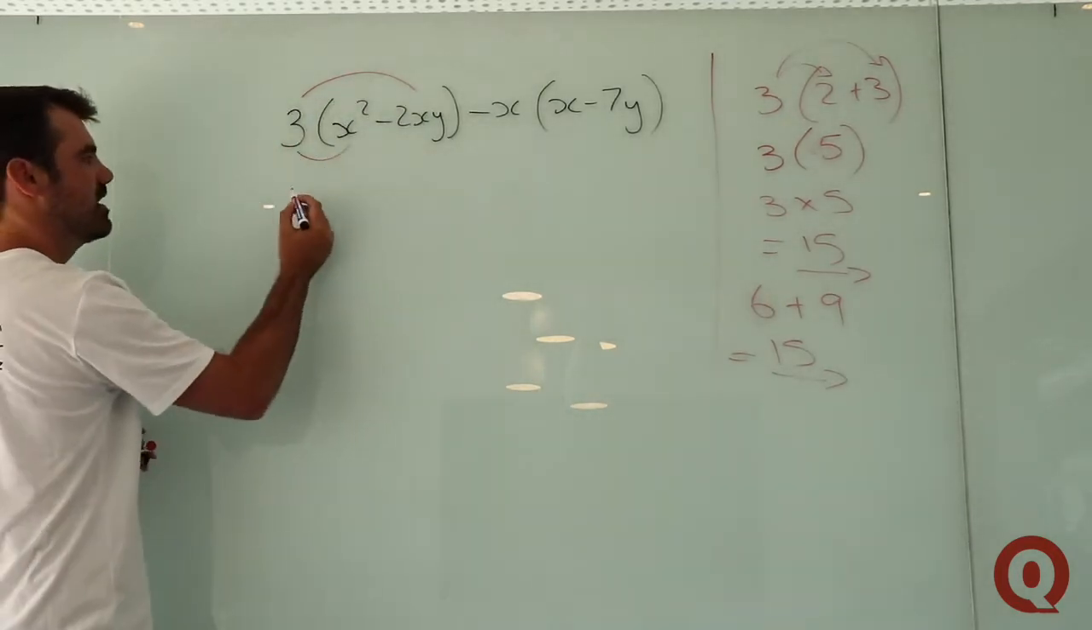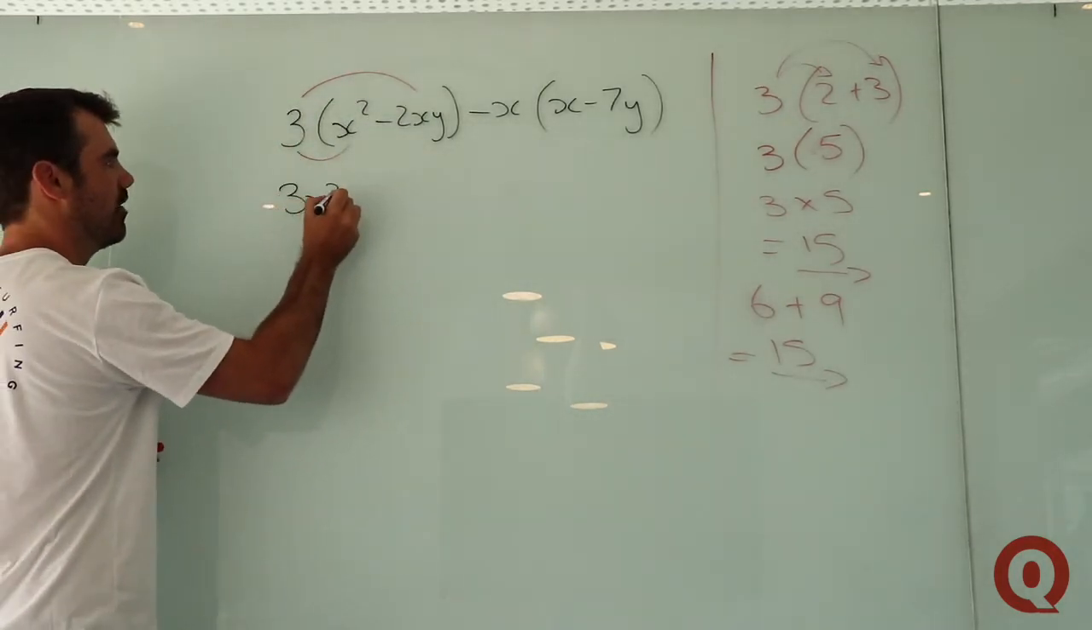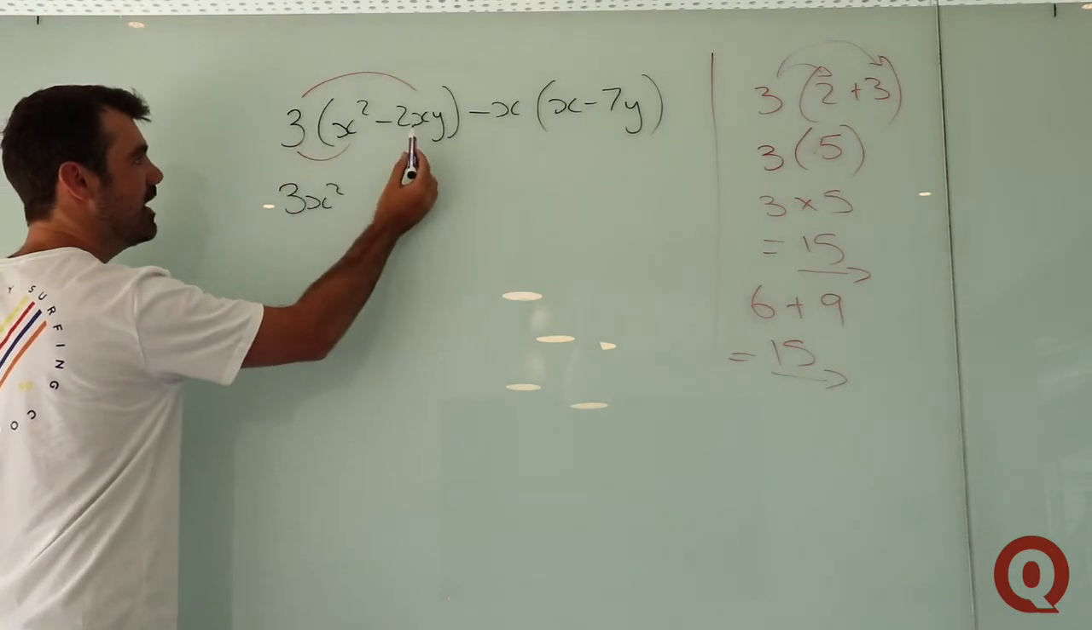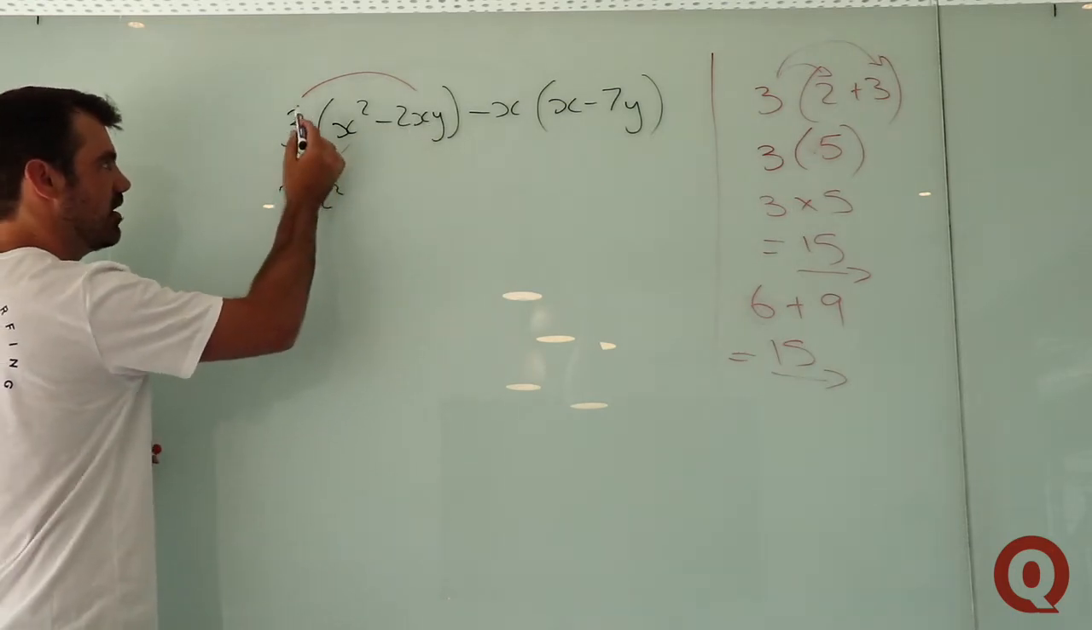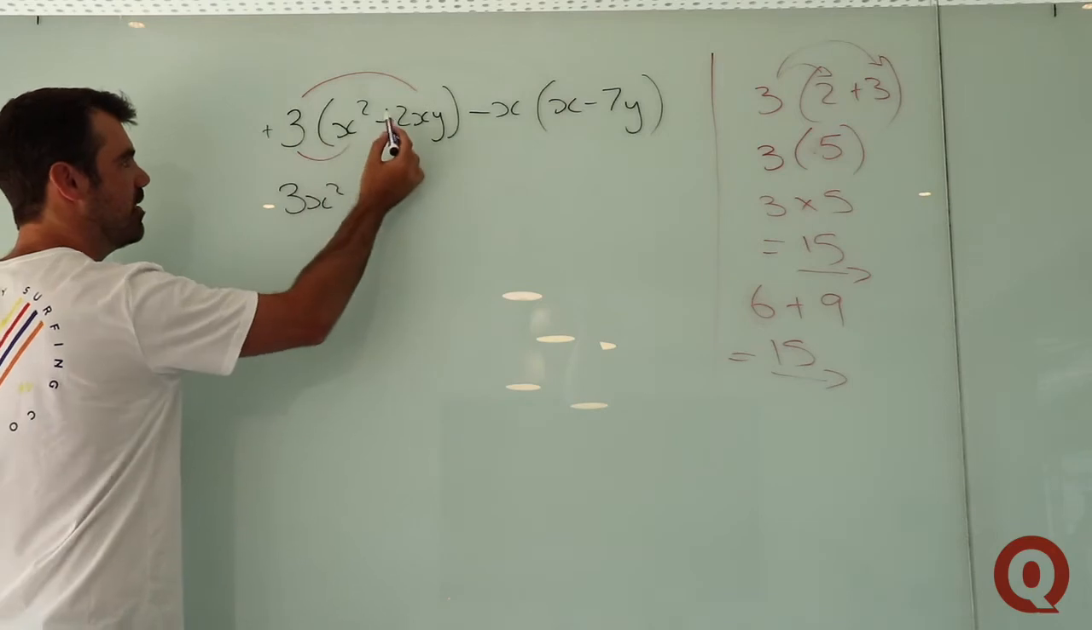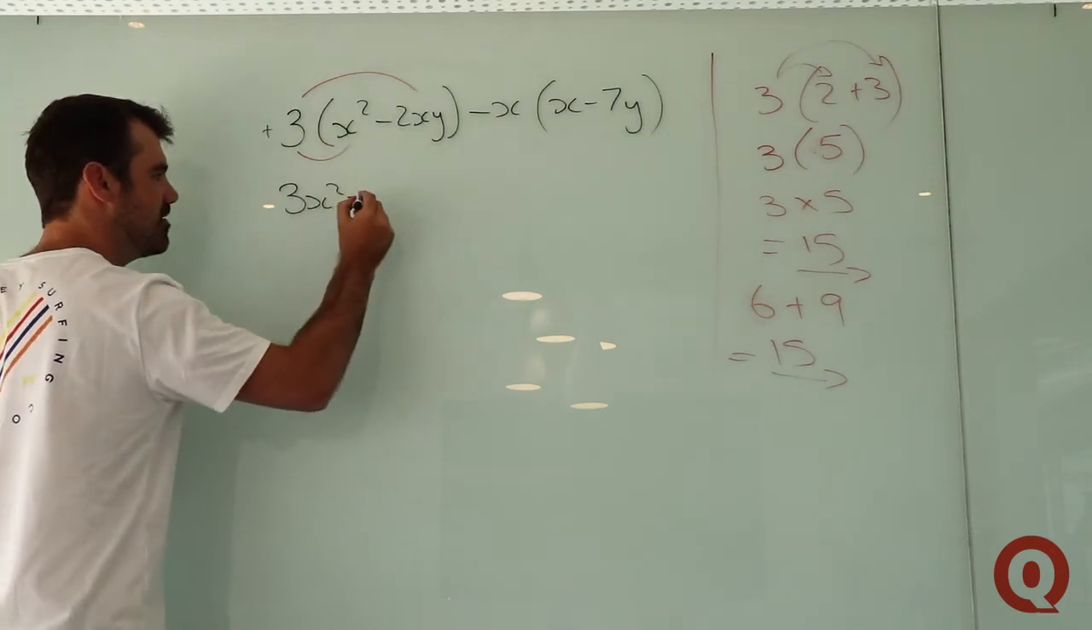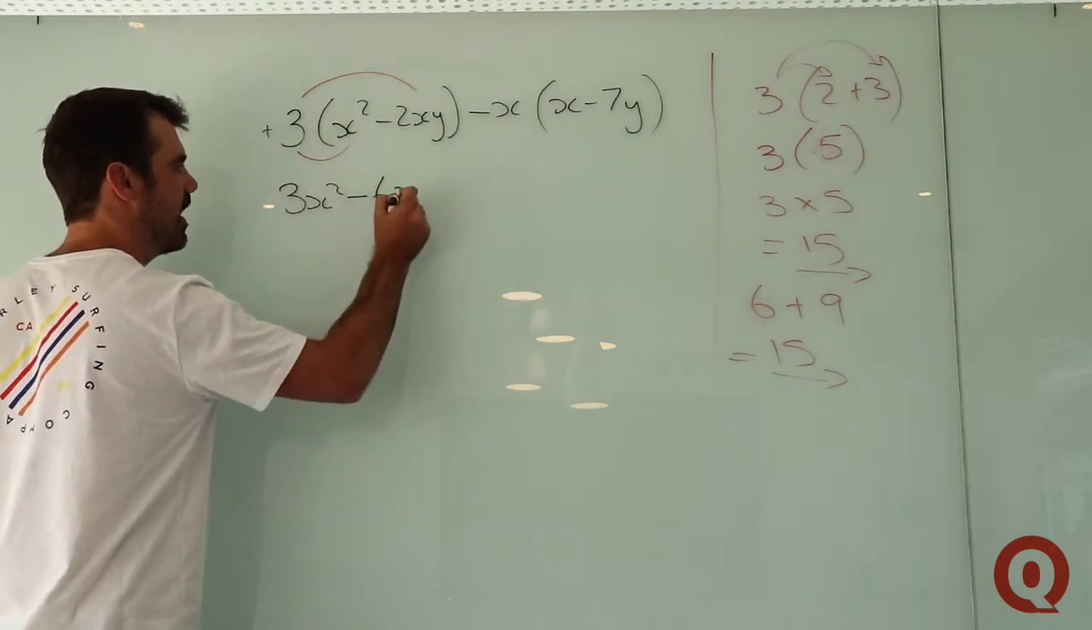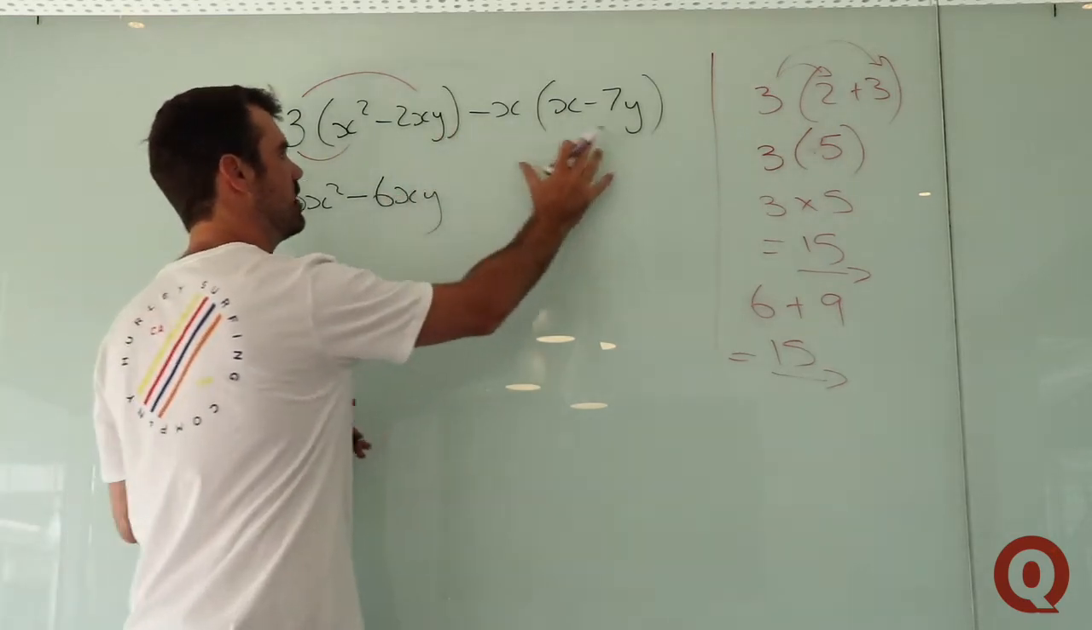So 3 times x squared gives me 3x squared. 3 times a negative 2xy: let's first deal with the coefficients. I've got a positive 3 multiplied by a negative 2. That gives me the negative answer, 6, and then xy. And we now move across to the next section.